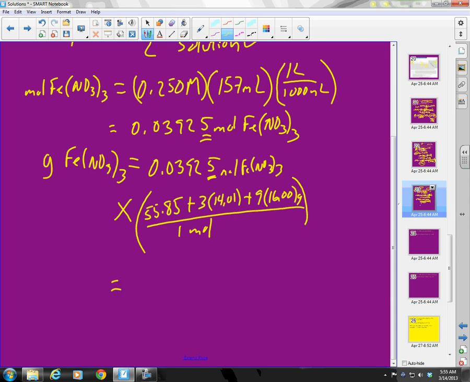Here we go. Okay, let's try to get this right. I have 55.85 plus, I have 3 nitrogens there, right? 3 times 14.01, plus 3 times 3 means I have 9 times 16. Looks like I have 241.88 times 0.03925, and I get 9.493, 9.49 grams of iron 3 nitrate.